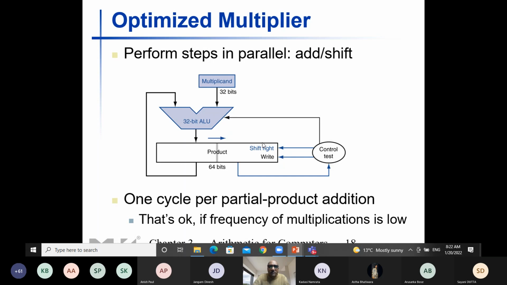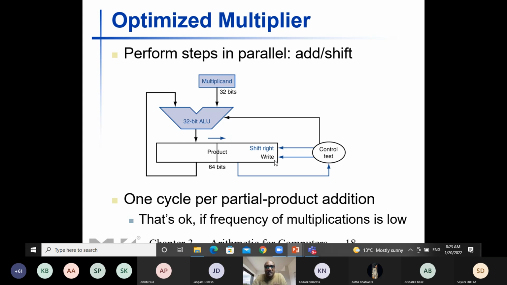So the lower 32 bits of the product register are initialized to keep the multiplier. Keep the multiplier in this lower portion of the 64-bit register, and then you shift left each time, because the product has to be shifted left each time. Whenever you shift left, one digit comes out, and that digit is used to take the control action.